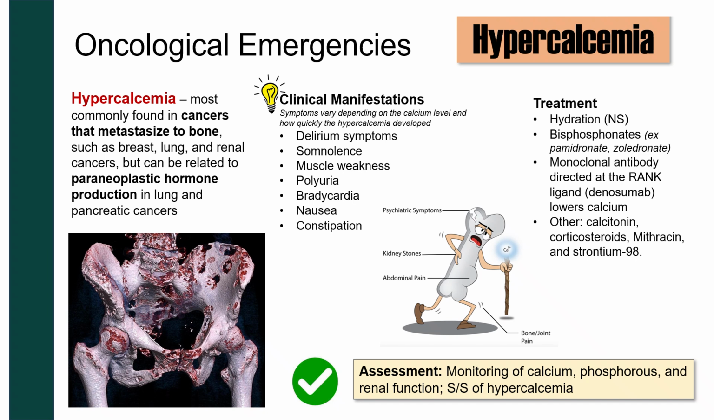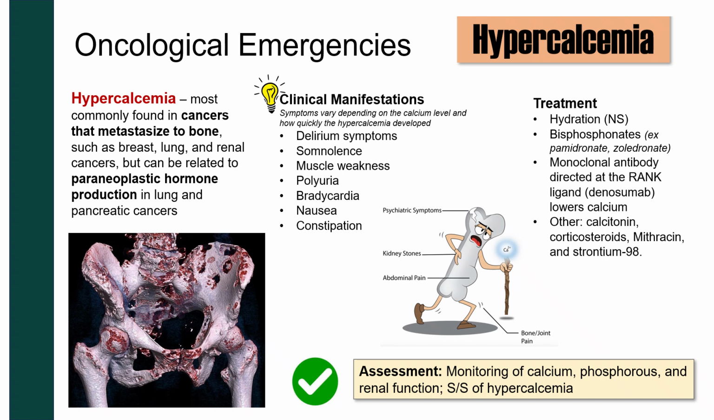So the treatment is going to be hydration. So we want to dilute that calcium in the blood. We can give bisphosphonates to decrease the bone from breaking down and releasing calcium into the blood. And then calcitonin, corticosteroids, and some other medications listed here.